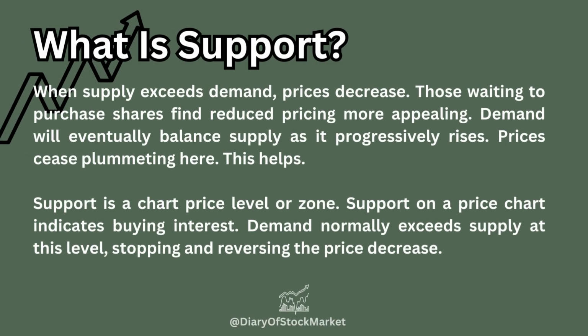When supply exceeds demand, prices decrease. Those waiting to purchase shares find reduced pricing more appealing. Demand will eventually balance supply as it progressively rises. Prices cease plummeting here. This helps. Support is a chart price level or zone. Support on a price chart indicates buying interest. Demand normally exceeds supply at this level, stopping and reversing the price decrease.